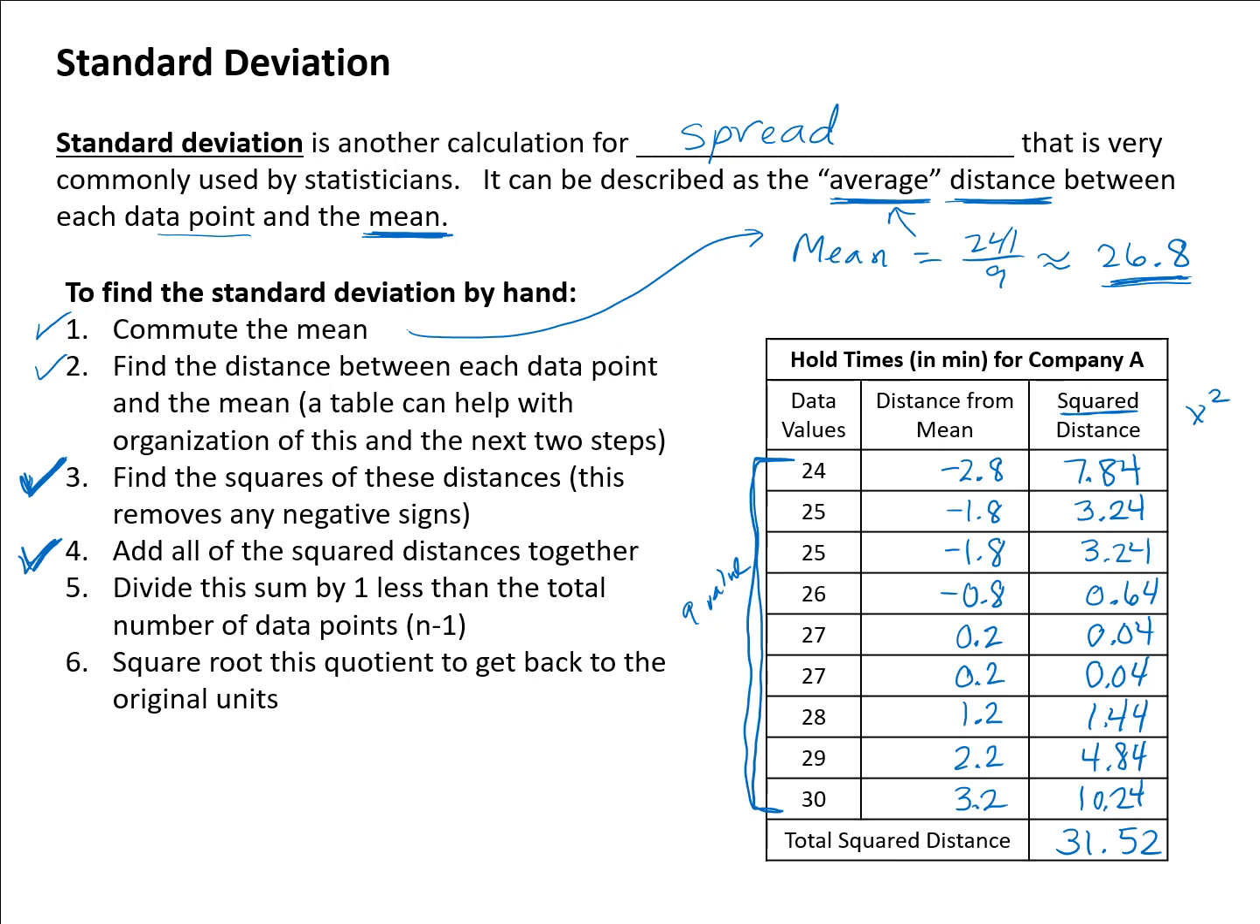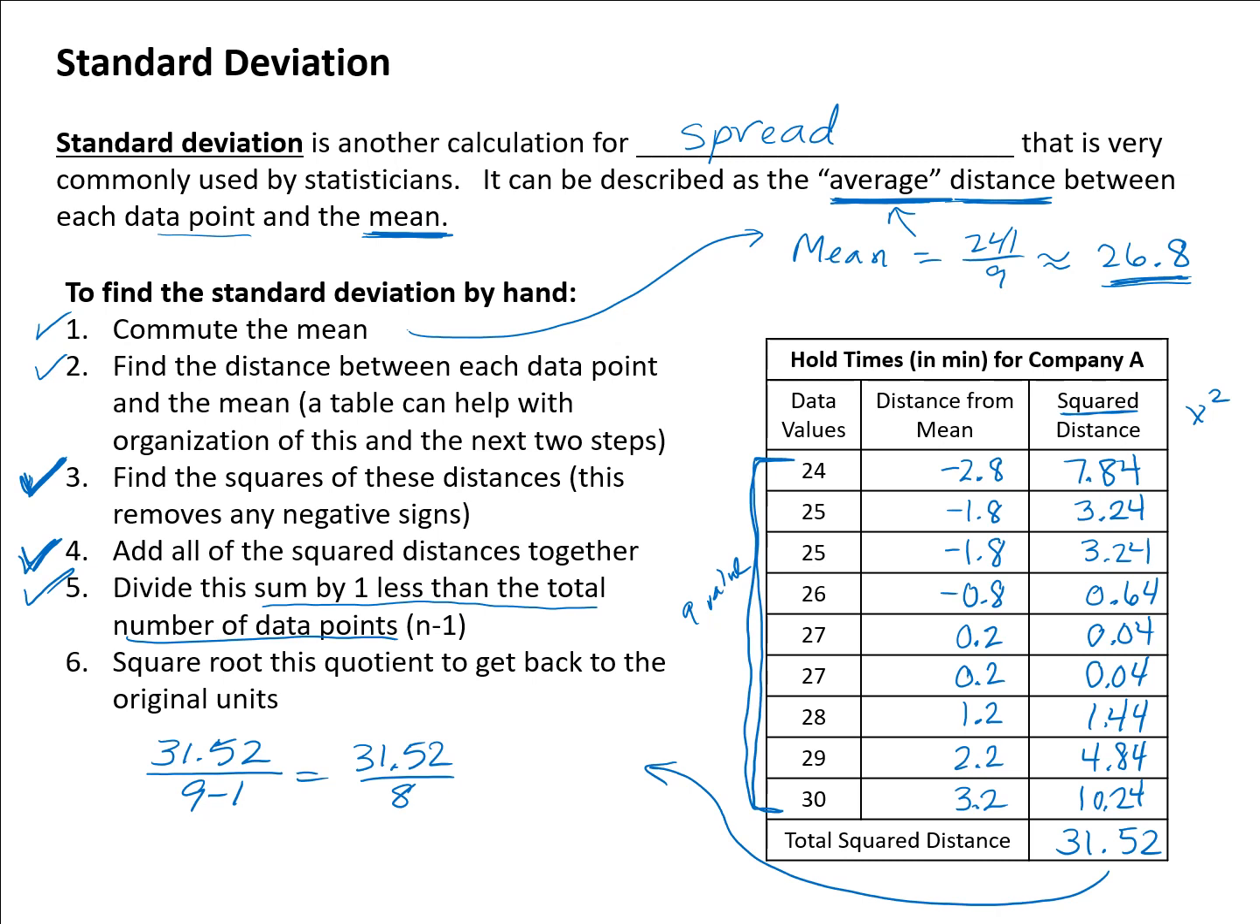I'm going to take that squared distance, and the fifth step is to divide by how many data points there are, with a slight adjustment. Remember I said this isn't quite the average. I've got average in quotes. Instead of dividing by 9, we're going to divide by 1 less than the total number of data points. So if the total number is n, we're going to divide by n minus 1. So I take that 31.52, and I don't divide by 9, I divide by 1 less than 9. So technically I'm dividing by 8. So 31.52 divided by 8.